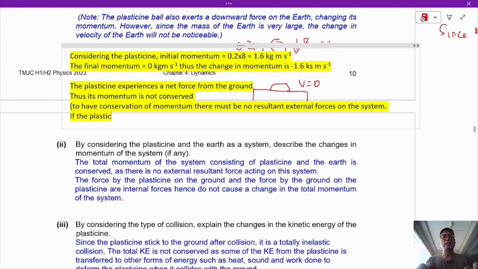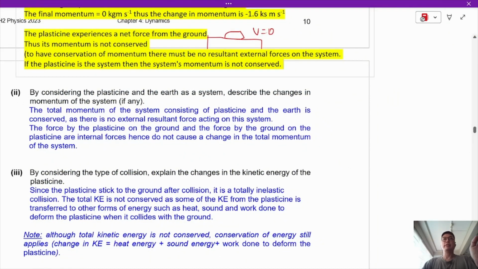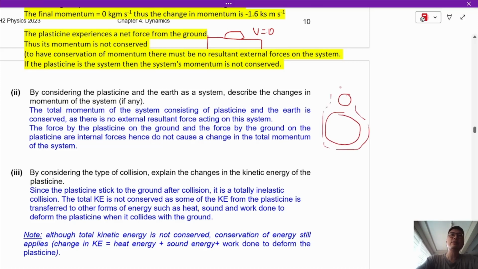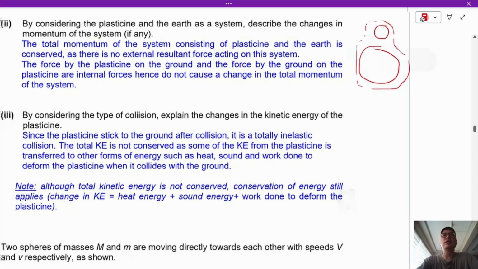So if the plasticine is the system, then the system's momentum is not conserved. Now, what about if you consider the plasticine and the Earth as a system? If you consider the plasticine and the whole Earth as a single system, then its momentum is conserved. The total momentum of the system consisting of the plasticine and the Earth is conserved, as there is no net external force acting on the system.